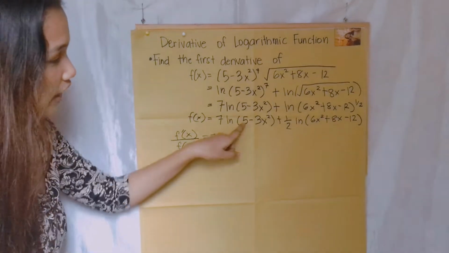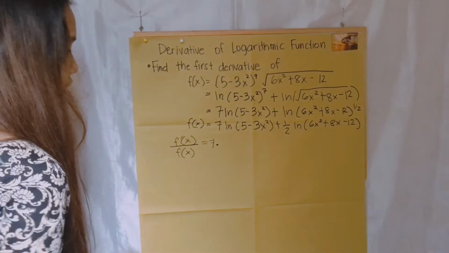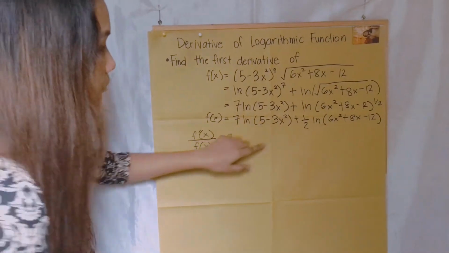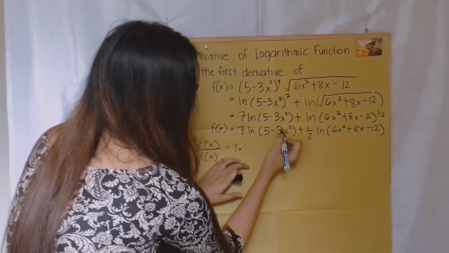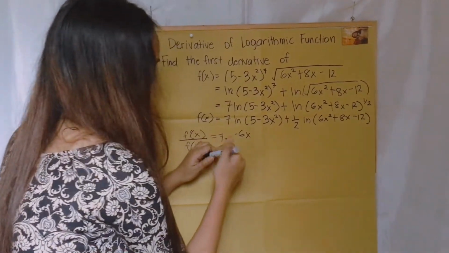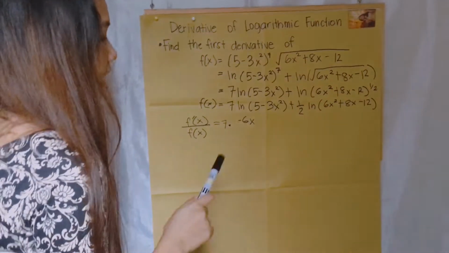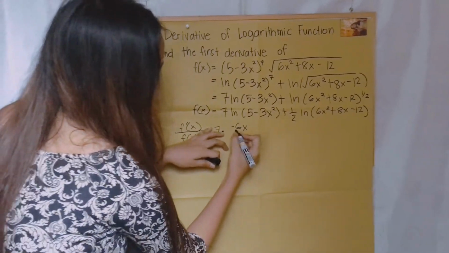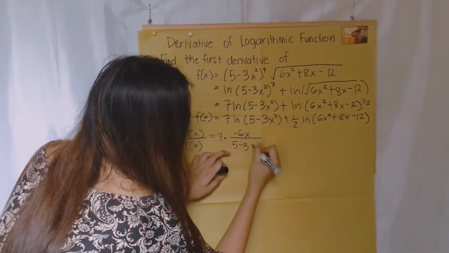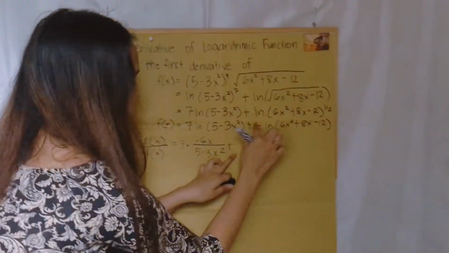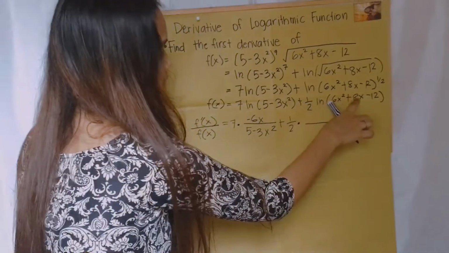Remember that we have a constant here, which is 5, and the derivative of a constant is equal to 0. And the derivative of negative 3x squared: multiply the constant negative 3 by its exponent 2 to get negative 6x, and the power is 2 minus 1. All over f of x, which is the term 5 minus 3x squared, plus 1/2 times the derivative of 6x squared plus 8x minus 12.